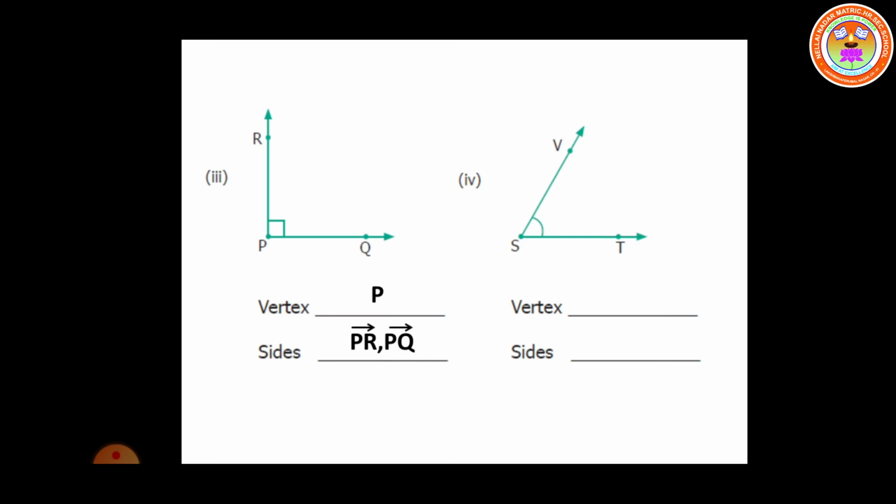Then coming to the fourth subdivision, where is the angle given? At the vertex S. So the vertex is S and the rays are the sides. What are the rays? The ray SV and the ray ST.